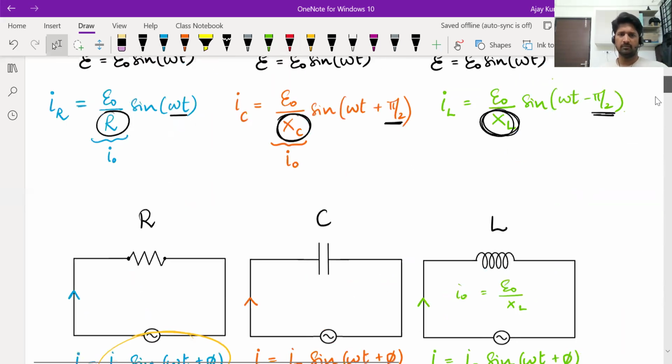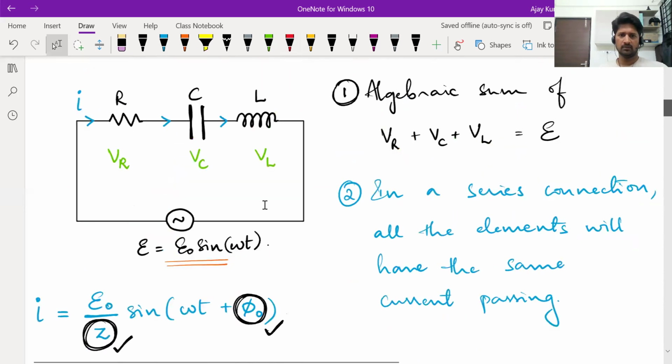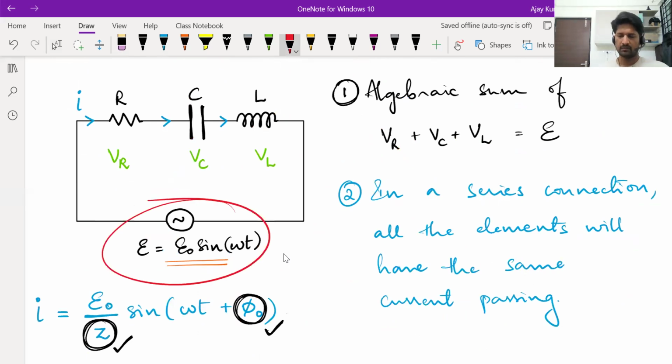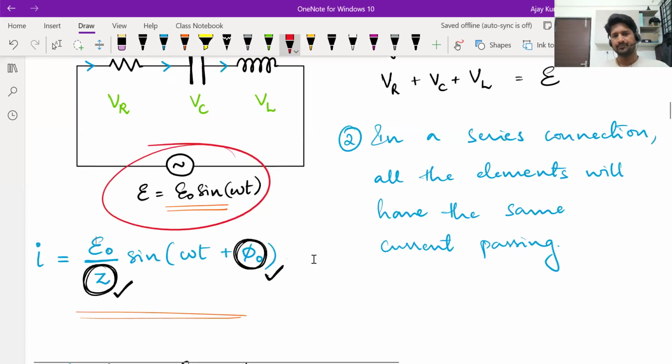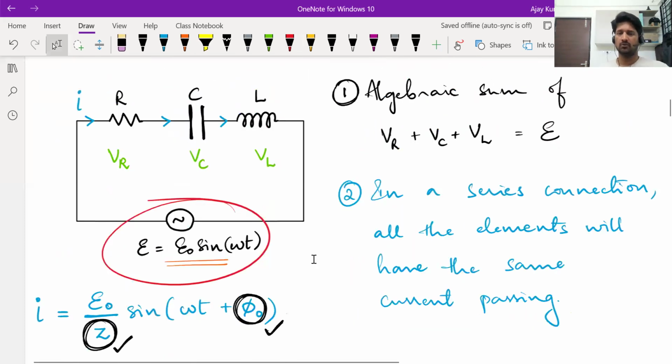So where do you start from? Take an LCR series circuit. Assume some voltage is applied across it, alternating voltage of this kind. Write the current function first. In the current function, first things you need to know are Z and phi naught. Once you know that, you know the current function. Then with the current function, what all can you do? You can tell voltage across resistor, capacitor, inductor separately. You can find out the RMS voltages. You can tell the power dissipated, average power, instantaneous power, all those things. So do this derivation once, then the concept will be clear. You'll be able to solve any problem from this chapter.